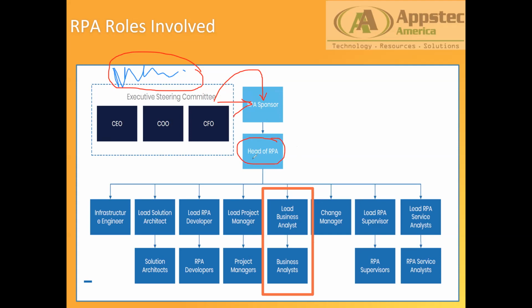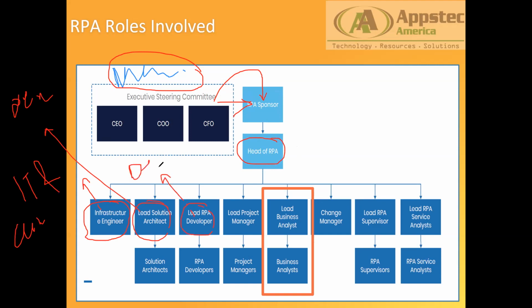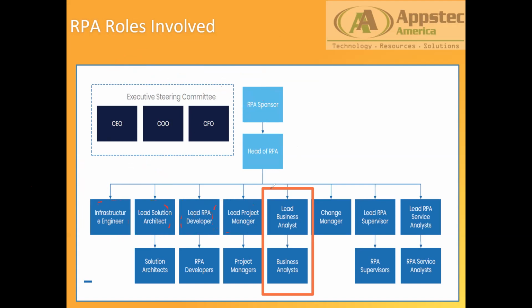And then I can divide different roles. There are infrastructure engineers who would lay out the IT infrastructure and cloud services that are needed. The lead solution architect would do the design, how a bot should be designed. The lead RPA developer is the one who would develop or code. Then I have the lead project manager to drive the projects, correct? This is where we are interested: lead RPA business analyst and business analyst.